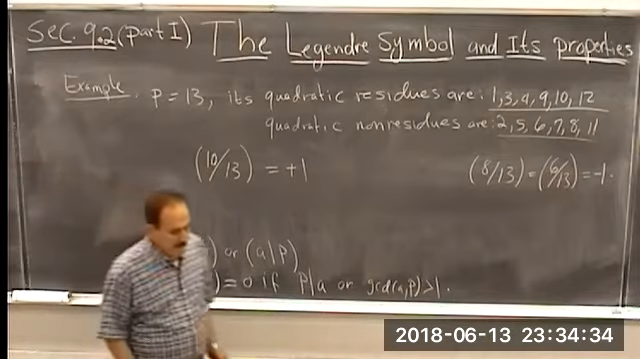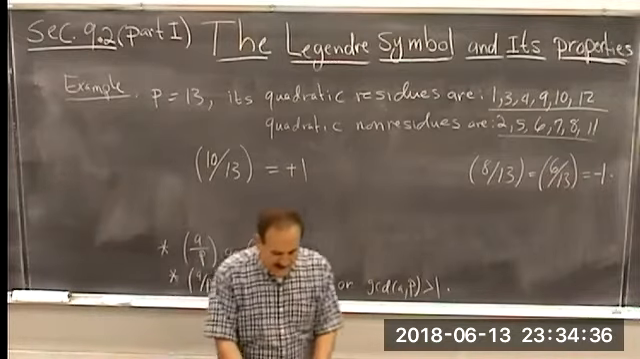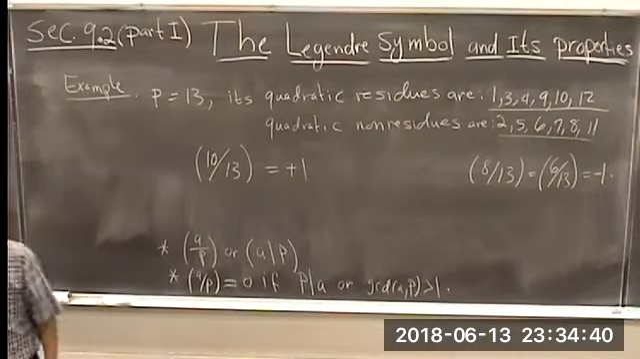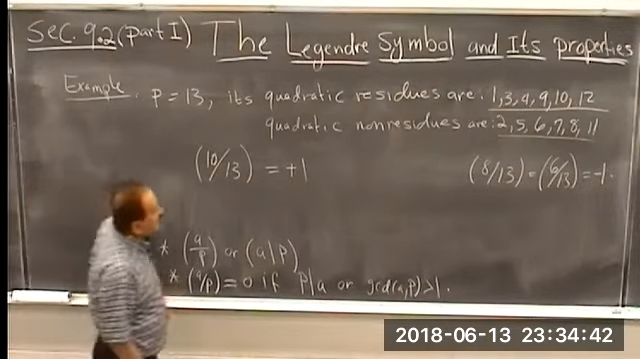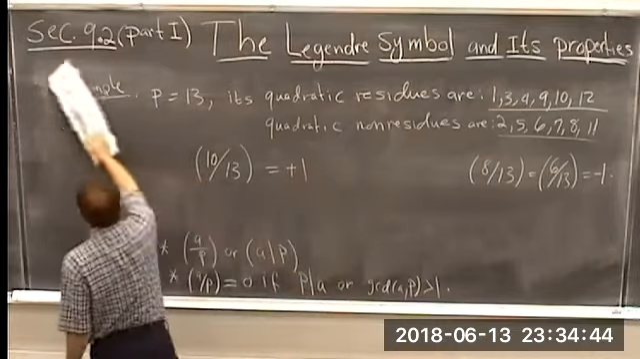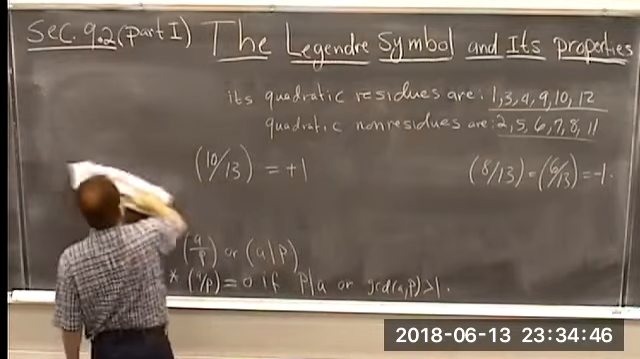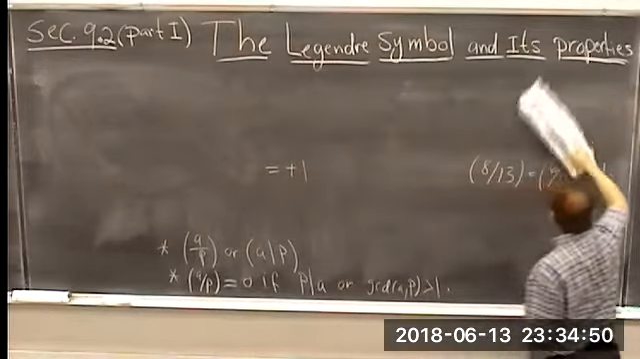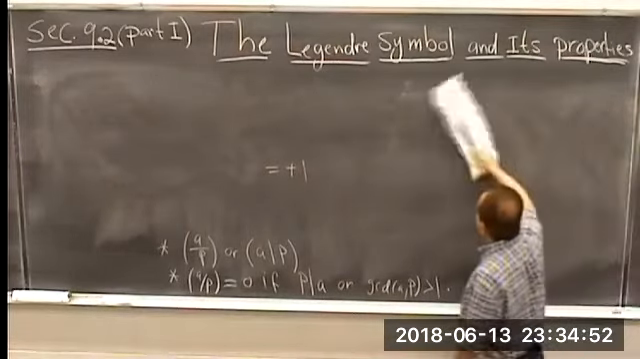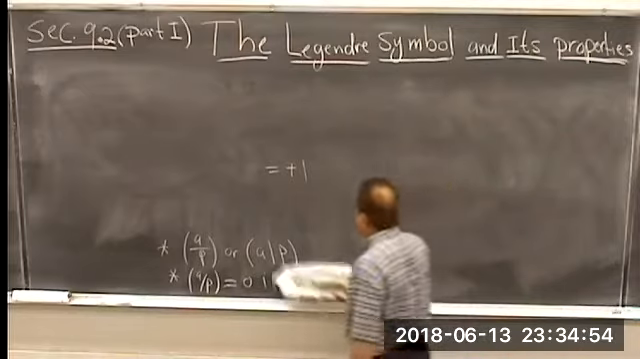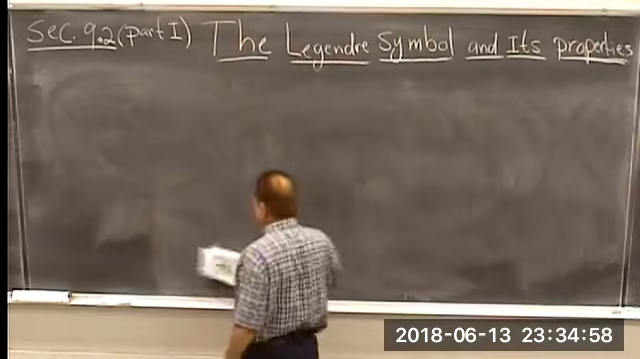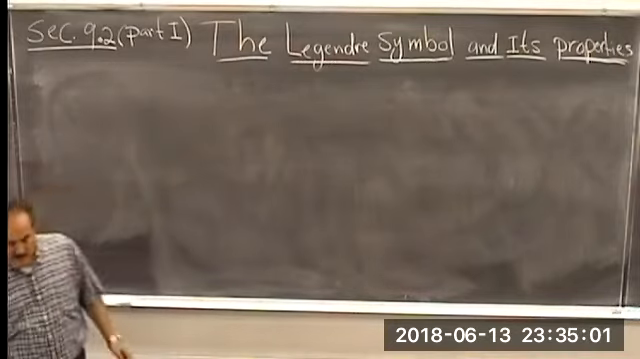All right. So next we're going to look at some of the properties of the Legendre symbol, which translate the language of quadratic residues and non-residues into manipulation, or in terms of this symbol. All right, so this is the first theorem, Theorem 9.2.